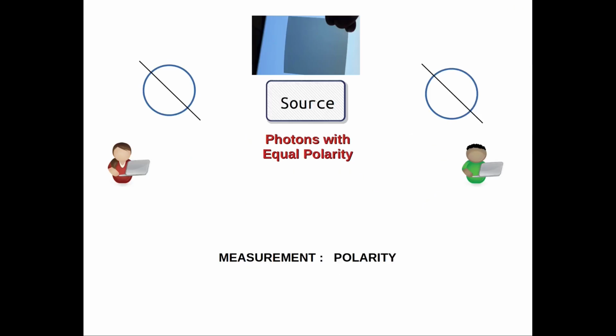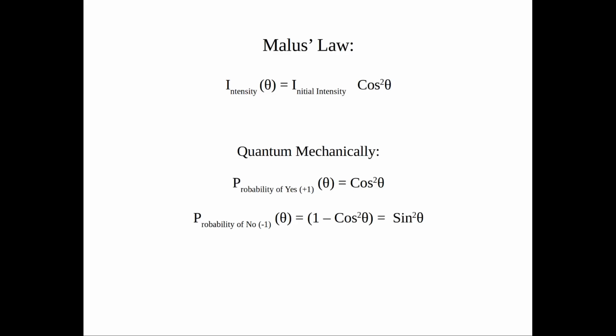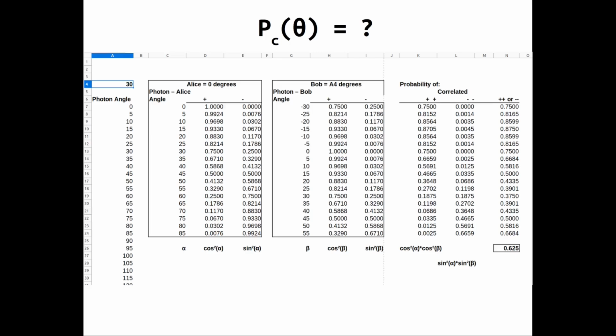So let's do another experiment. This time we're going to use photons with equal polarity. Where do we get these photons with equal polarity? We take randomly polarized light and polarize it and grab any two photons. And what we want to end up with is another correlation probability curve for this setup. So how do we do that? Well, we just use Malus's law.